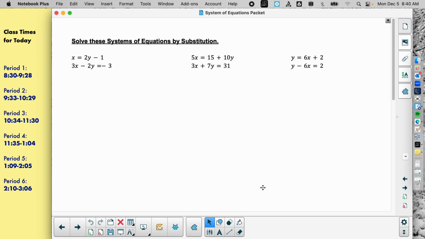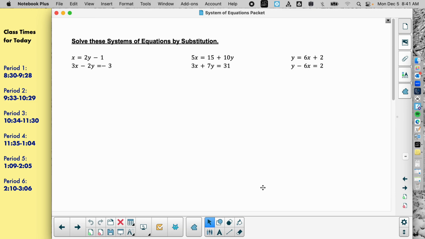Okay, this is page 2 in the packet? Yeah. I mean, we did page 1 and it felt like we did a lot, but it was just one page. Okay, so the next topic is going to be substitution.